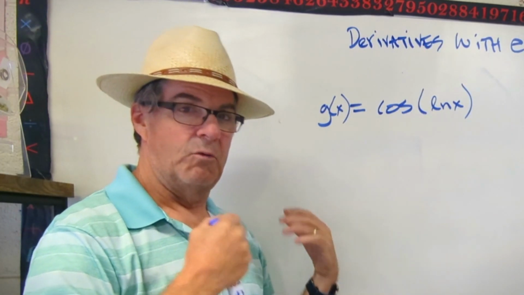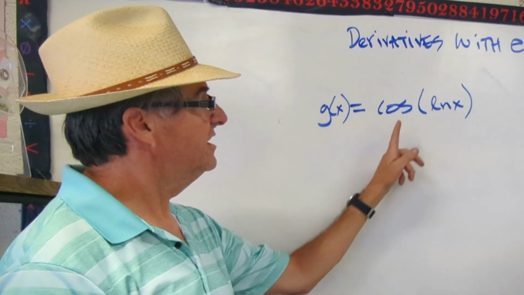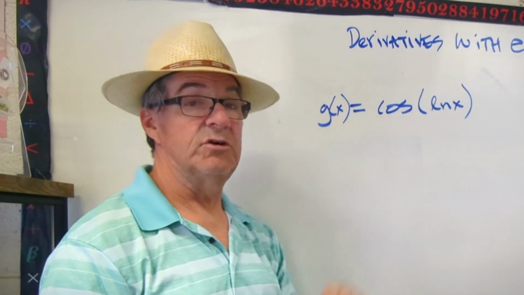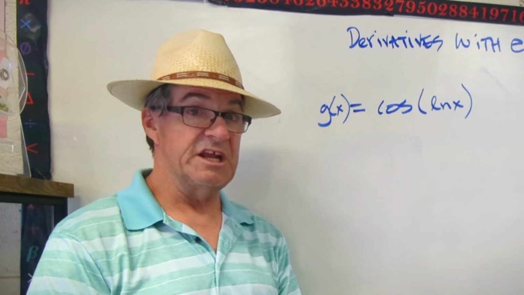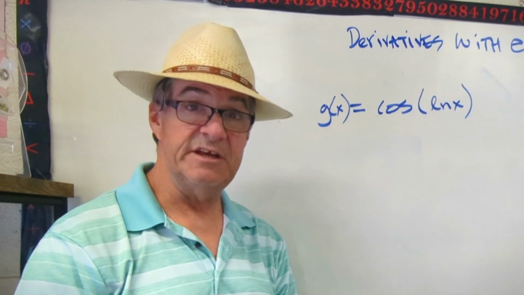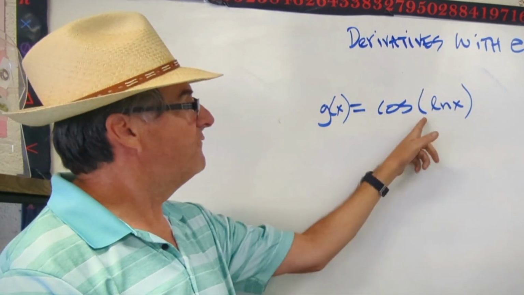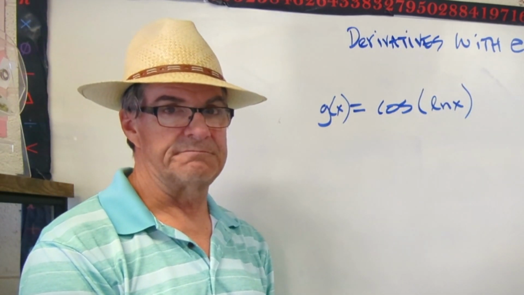Our last warm-up. g of x is cosine of the natural log of x. So I'm not going to give you any more specific prompting. I want you to pause the video and find the derivative of that function.